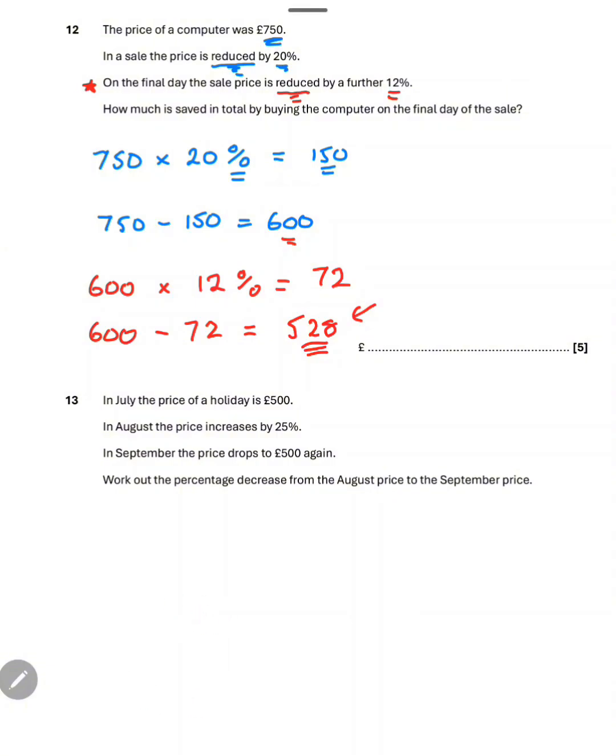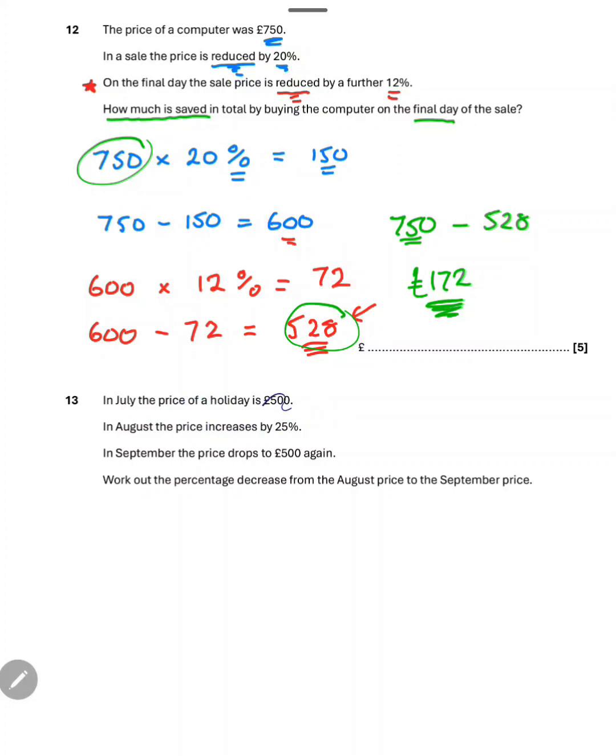So this here is the final cost of the computer. You've got to be super careful. It says how much is saved by buying on the final day. So we've got to work out the saving. We started at £750. We're now at 528. If I want to know how much is saved, that's a subtraction. And again, all on a calculator, that just comes out at £172. That is how much I actually saved by not paying this, but paying this instead.